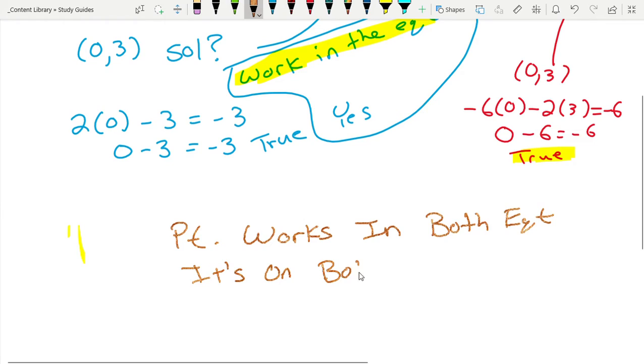And that's what we're looking for. When we're looking for systems, solutions, or points of intersection, we're looking for the point that is in both equations, which means it's on both lines.